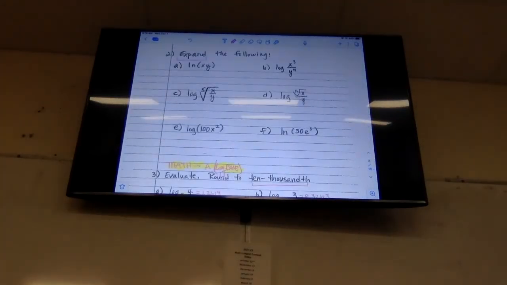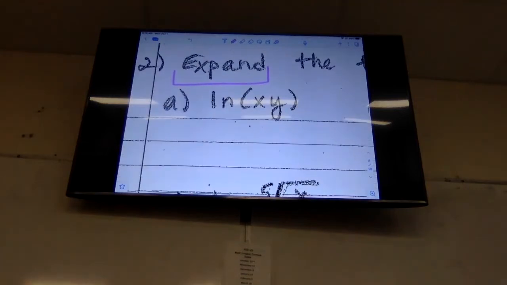Let me walk you through a couple and then I'll have you try some on your own. So ln of x times y, the multiplication means that I want to separate it with a plus: ln of x plus ln y.